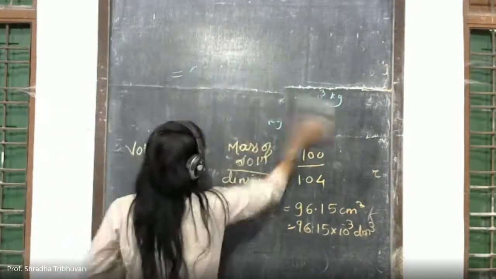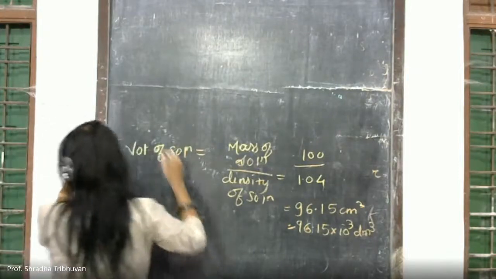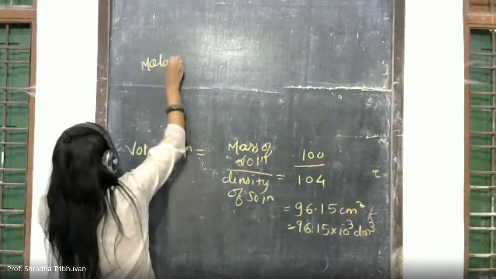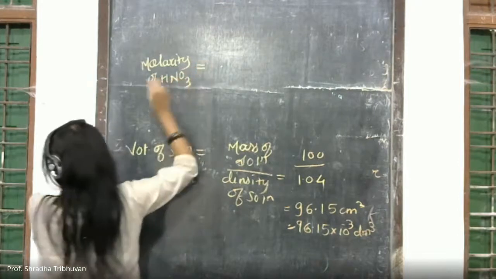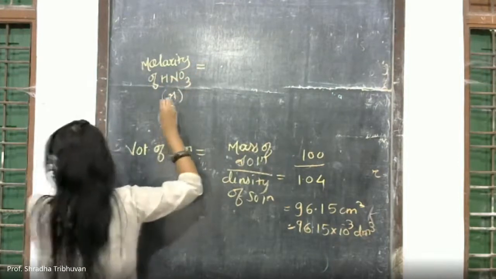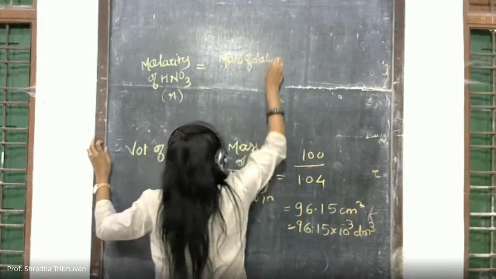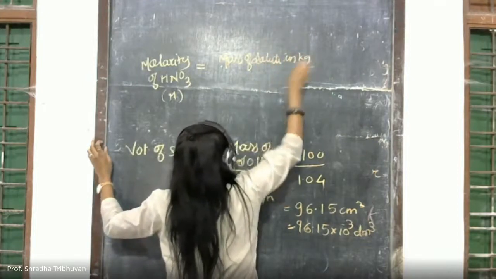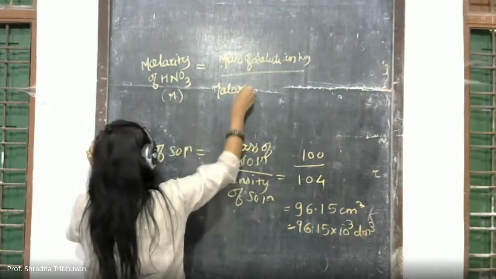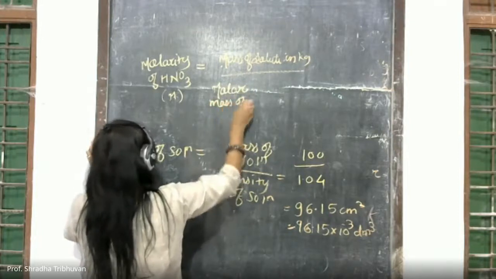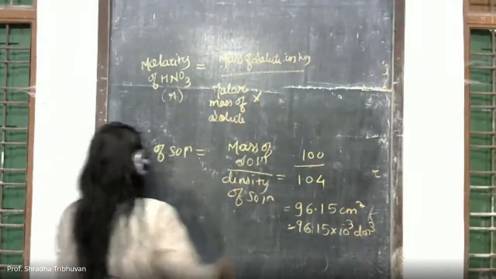Now you have to go for the molarity. Now when you have to go for the molarity, you should know the formula of molarity. So molarity of HNO3, and formula of molarity, that is capital M, that is equal to mass of solute in kg, which is provided, divided by molar mass of solute into volume of solution in dm cube.